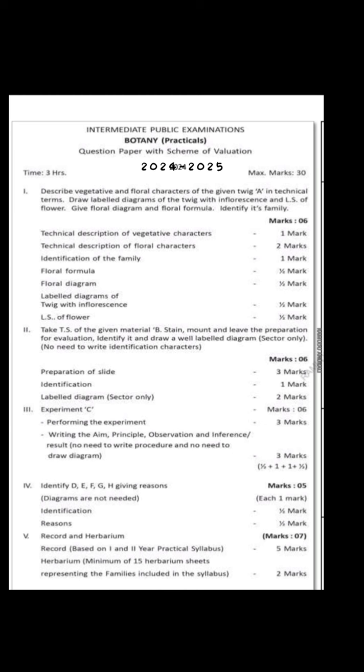First section consists of 3 families and 3 plants. Second section, that is plant anatomy. Third section, experiments. Fourth section, slides and specimens. Fifth one, record, herbarium and viva.